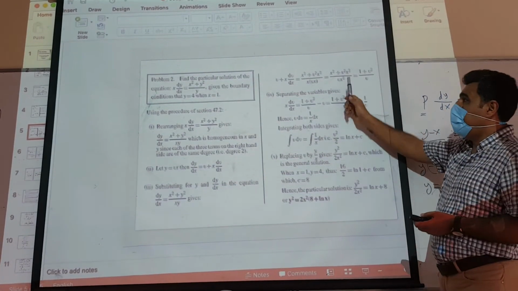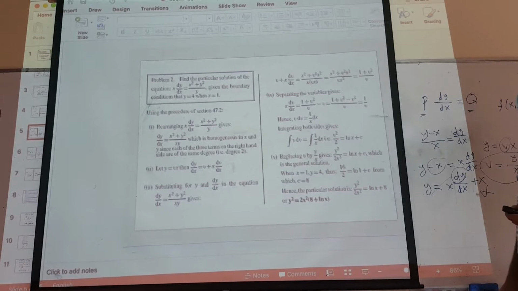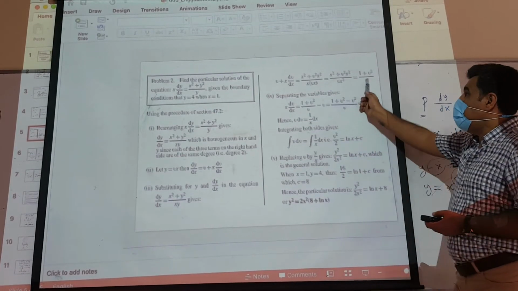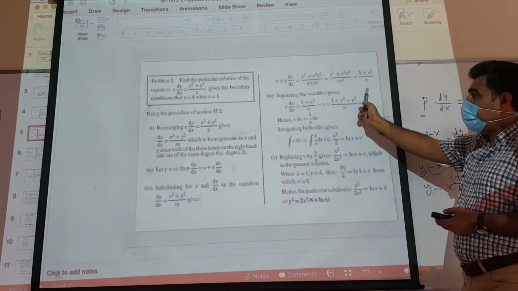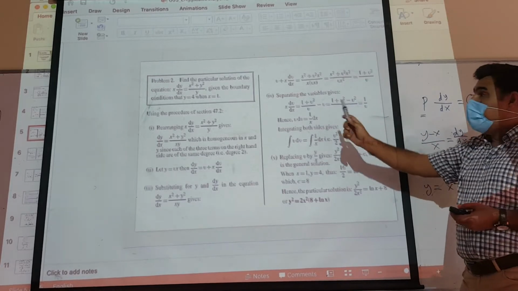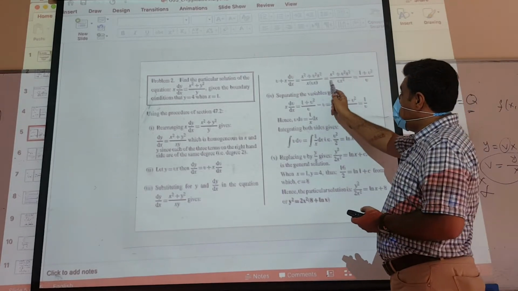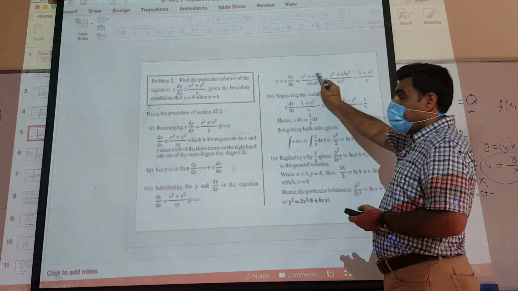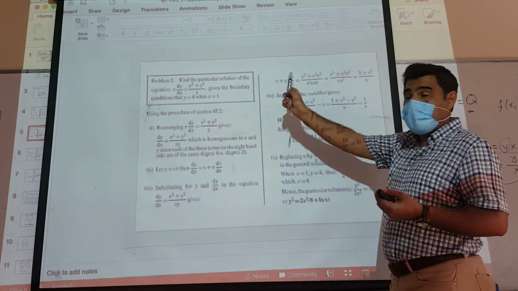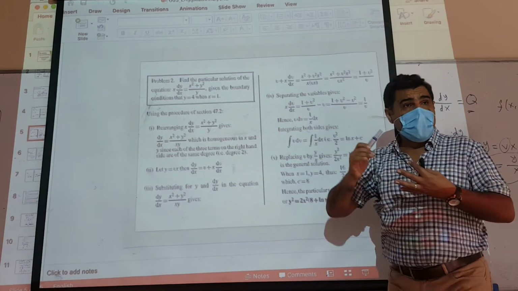Now you have substituted the values, you will simplify it. Then you see when you substitute you will have a complicated equation.